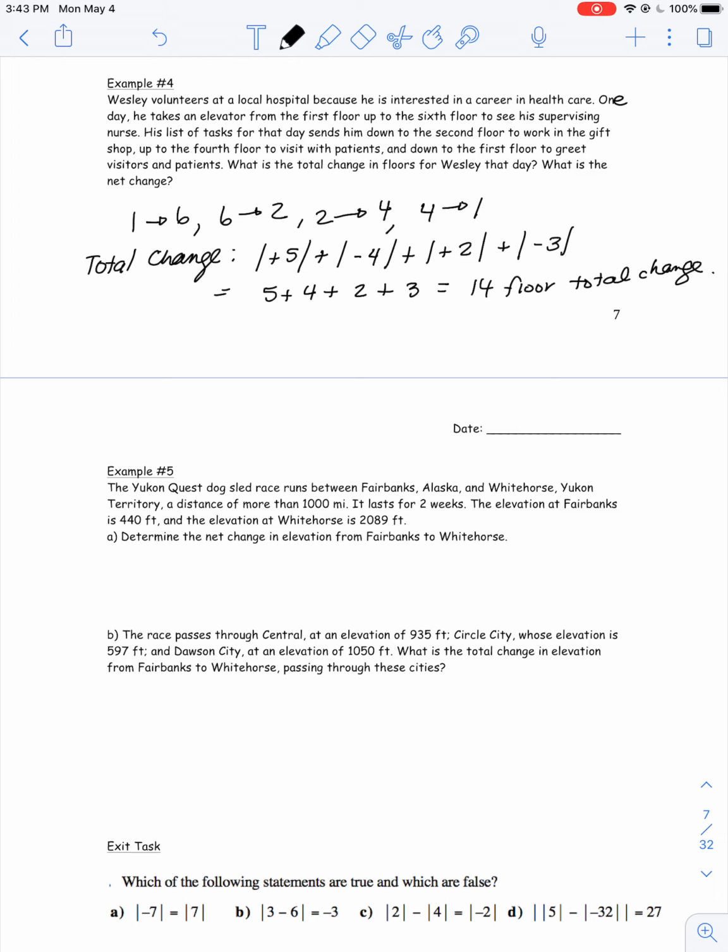And then net change just means how far is he from his starting position. So we ended up on the first floor, and we started on the first floor. So if we subtract those two values, we get 0. So that is our net change. How far is he from his starting position? Well, if we started from the first floor, ended on the first floor, we had 0 net change.